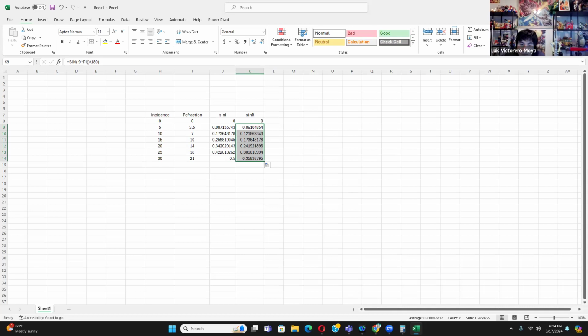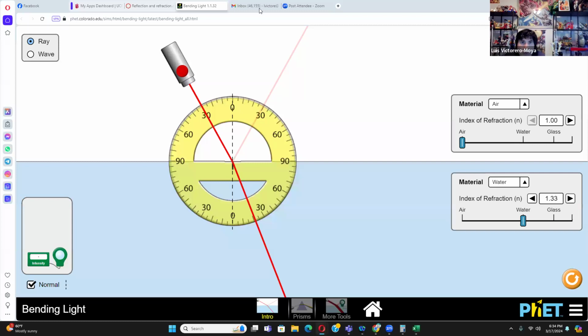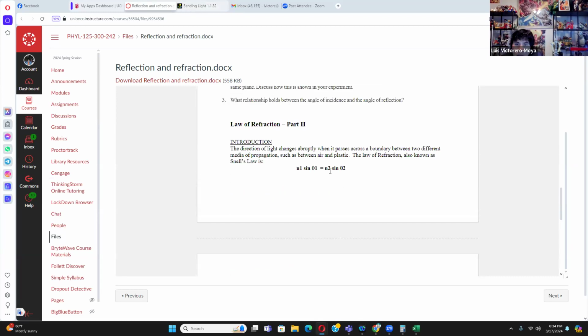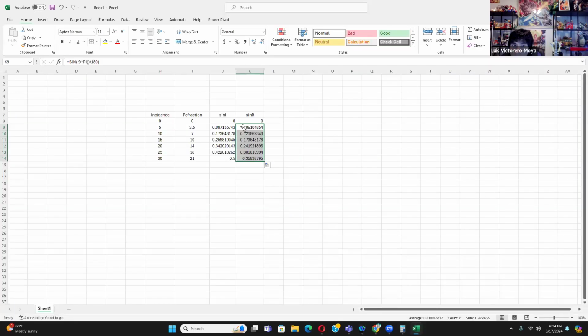The lab tells you that you need to plot sine of I over sine of R. Sine of refraction on the x-axis, because sine of I over sine of R will give you the index of refraction of water. N1 is equal to 1, this value here, because that's air. So sine of incidence over sine of theta refracted will be the experimental index of refraction of water. So I don't have enough values, but let's see what I get.